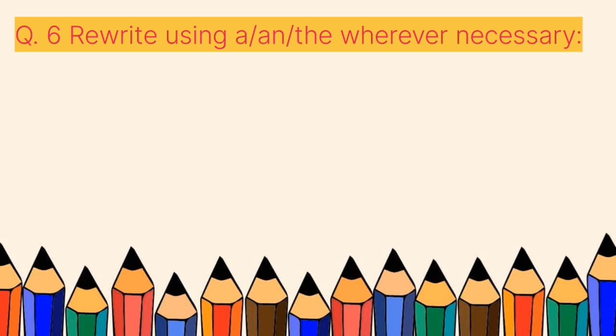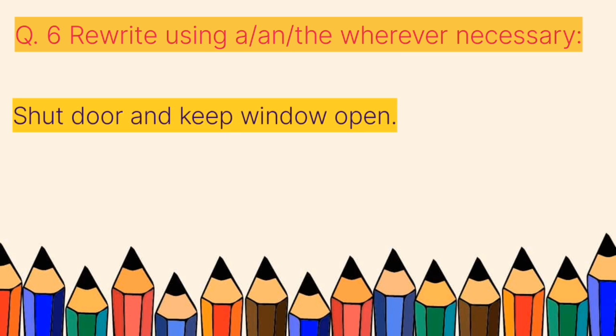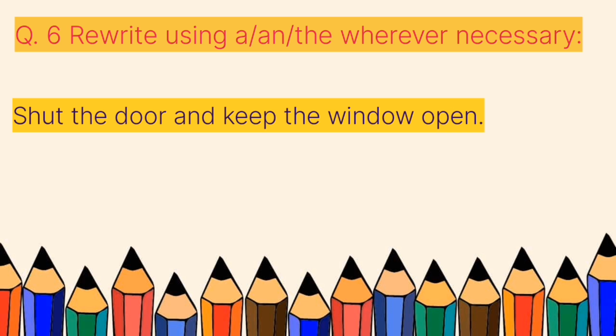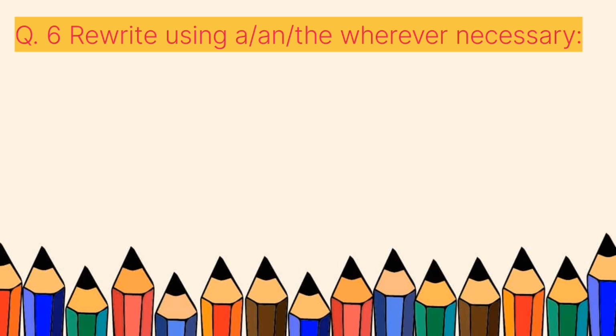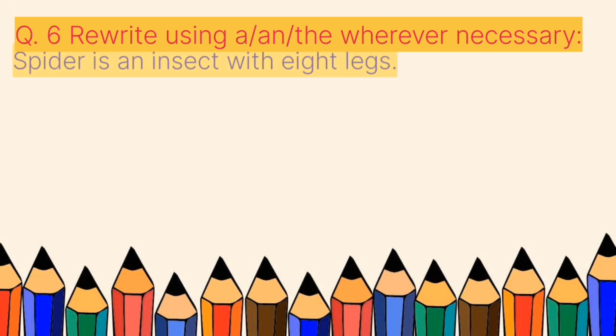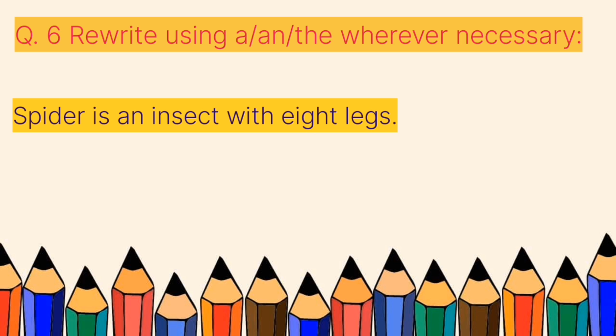Next example: shut door and keep window open. The answer is, shut the door and keep the window open. The article the is used to refer to a specific door and window. Next example: spider is insect with 8 legs. The answer is, spider is an insect with 8 legs. Here, insect is a general term referring to a type of creature. It begins with a vowel sound I. So, the article an is used.